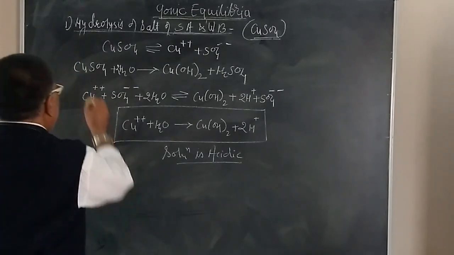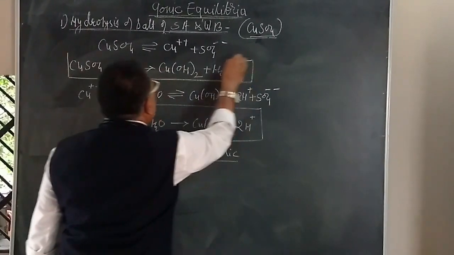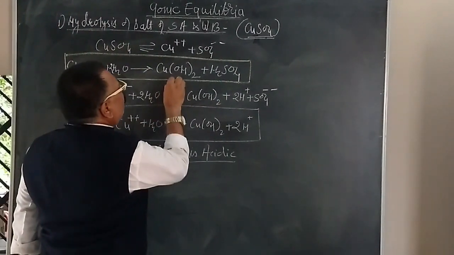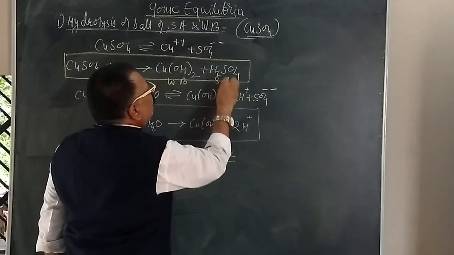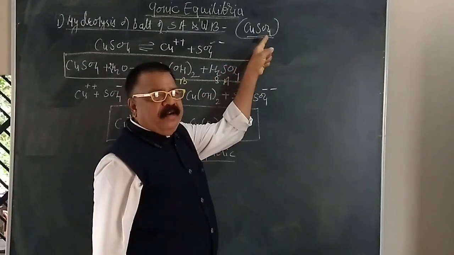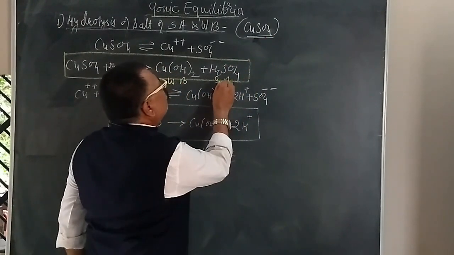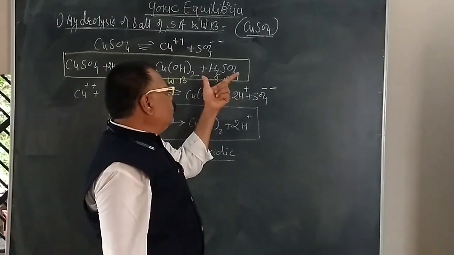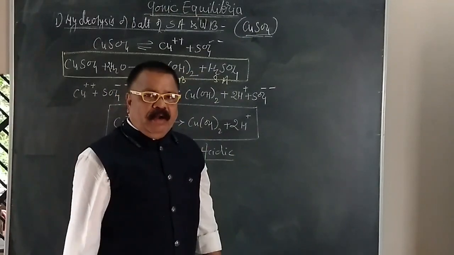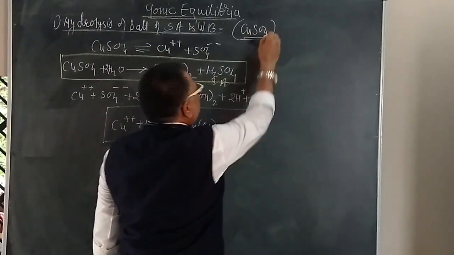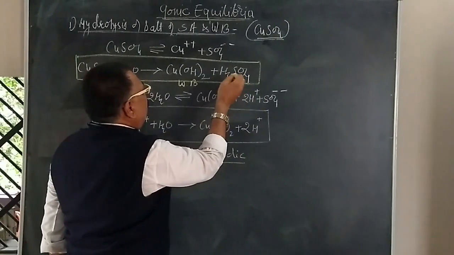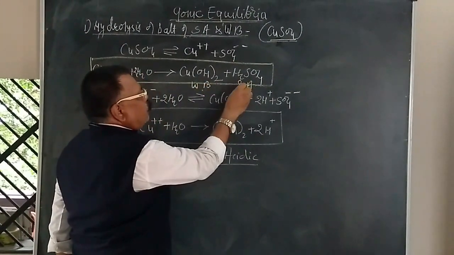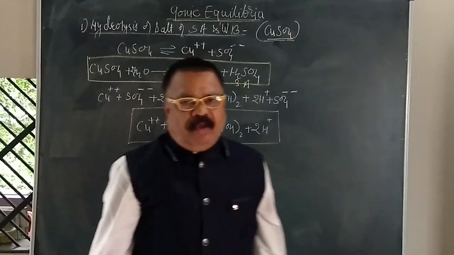So see that this is the weak base and this is the strong acid, that is, copper sulfate salt is formed by the combination of H2SO4 reacting with copper hydroxide. When the sulfuric acid is reacted with the copper hydroxide, it gives the formation of copper sulfate. So this is the salt that we are getting by the combination of the strong acid and the weak base. So this is the salt of the strong acid and the weak base.